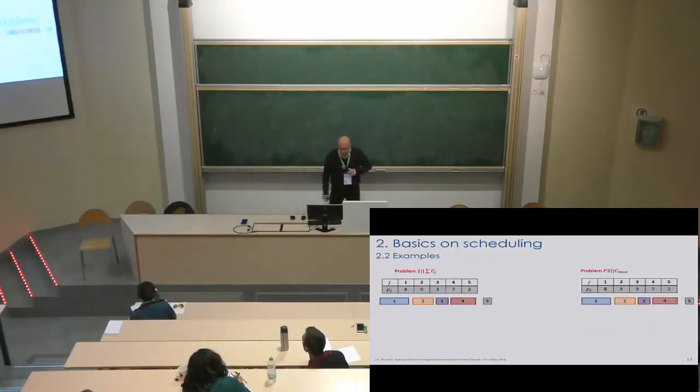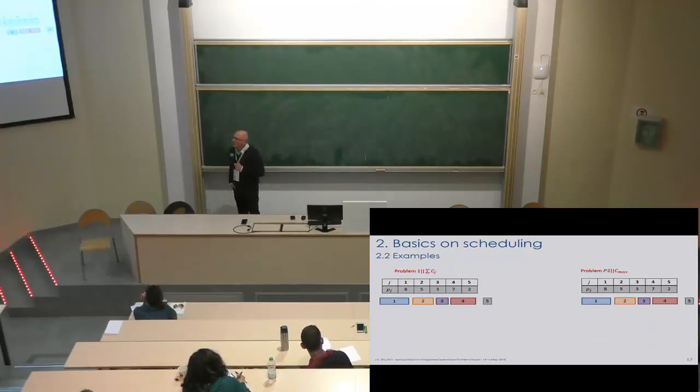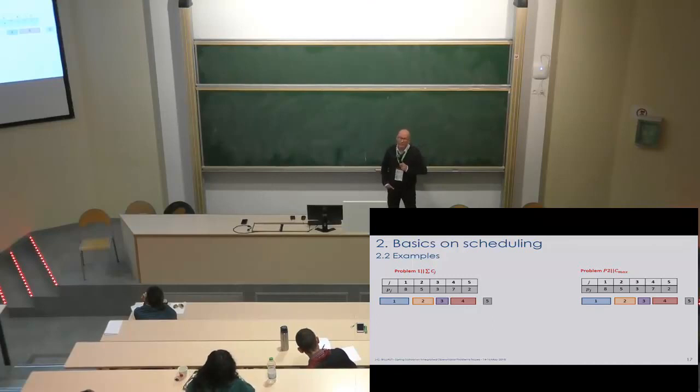Okay, examples. On the left, the problem is 1 || sum of completion times. It means that we have only 1 machine, and we want to schedule the jobs in order to minimize the sum of completion times. I consider 5 jobs with processing times 8, 5, 3, 7, 2. The question is, what is the optimal order? What is the optimal sequence of jobs? You have 2 minutes.